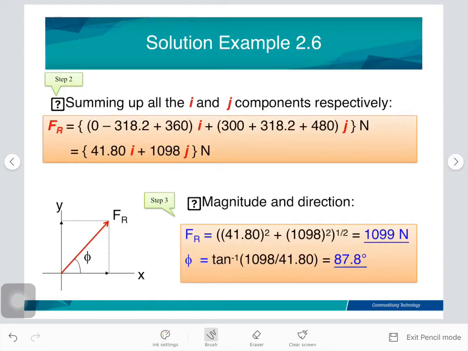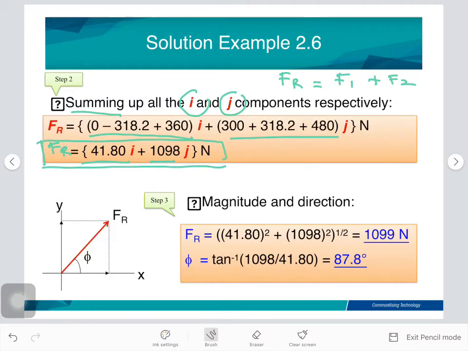Okay, the second step, we need to sum all the respective components into I and J, because we understood that FR is equal to F1 plus F2 plus F3. Here we already group into the I component and J component. Then you can solve, and this is the vector for the force resultant. So we have here 41.8i plus 1098j.